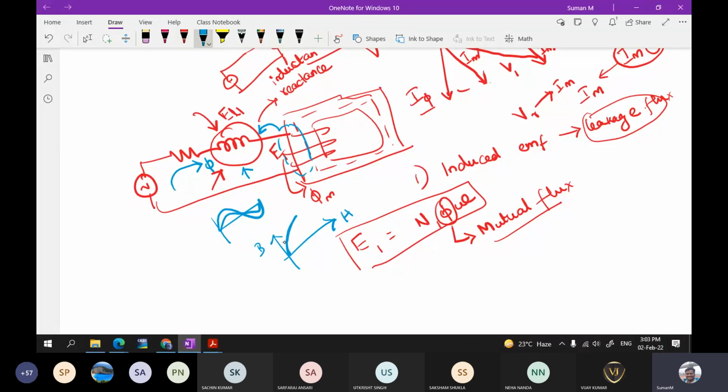So in order to represent the linear relation, this current should be in series with this inductance, then only you will be getting the series relation. Other than that, you are representing that in series because it is going to represent the voltage drop because of the leakage flux.